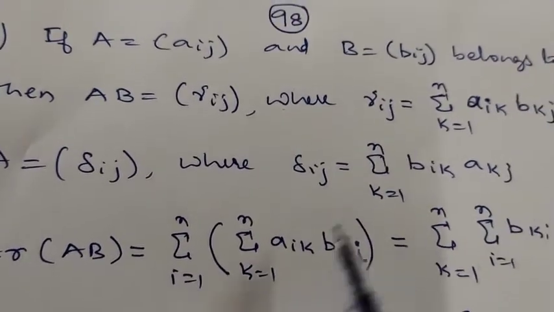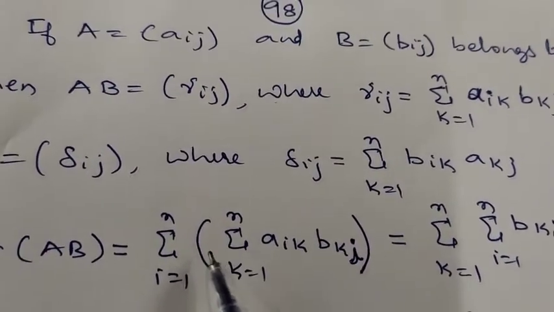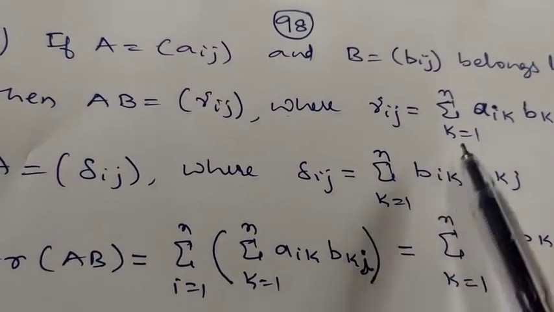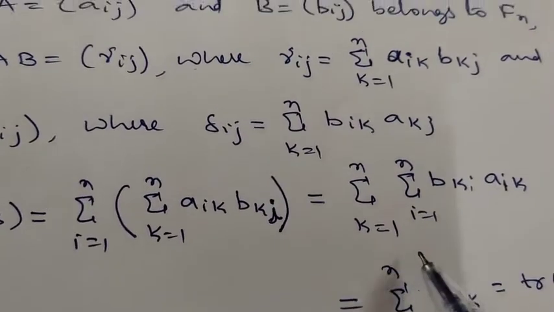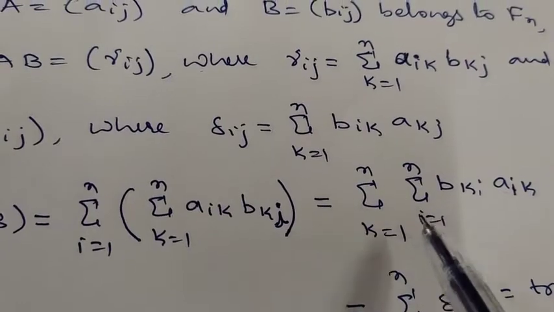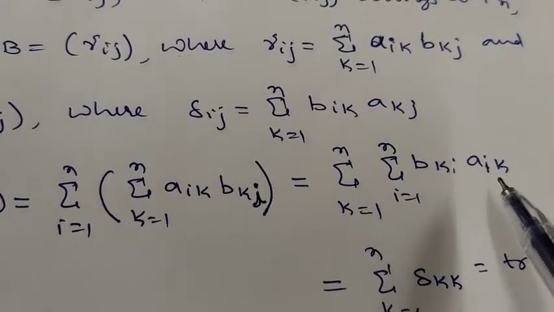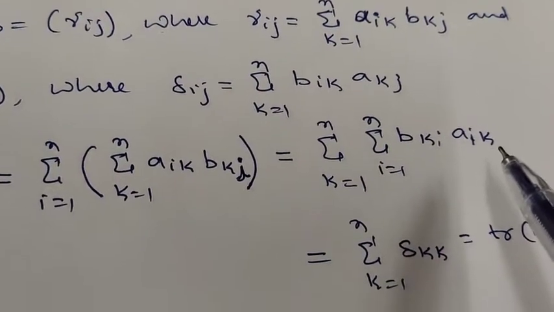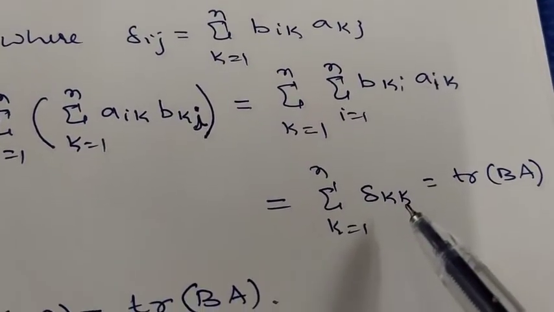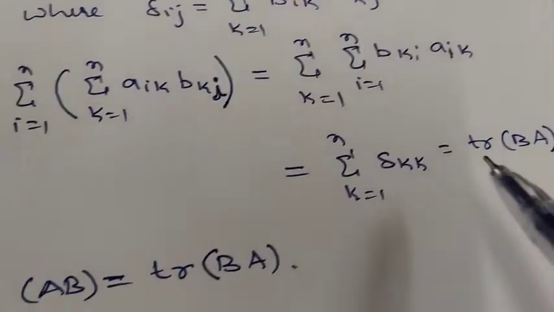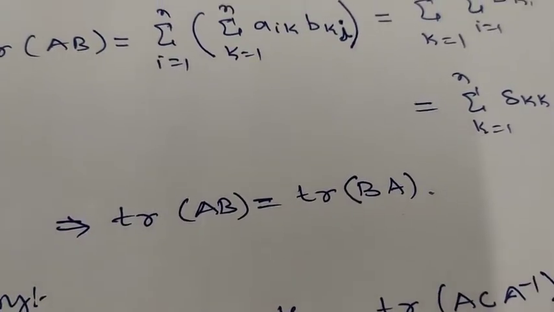Now consider the trace of AB. Trace of AB is the summation i equal to 1 to n of gamma ii, where gamma ij is the summation k equal to 1 to n of Aik into Bkj. This can be written as the summation k equal to 1 to n, summation i equal to 1 to n. Interchanging the summations, this can be written as Bki into Aik. This is nothing but the summation k equal to 1 to n of delta kk, and delta kk means trace of BA. So therefore trace of AB is the same as trace of BA.